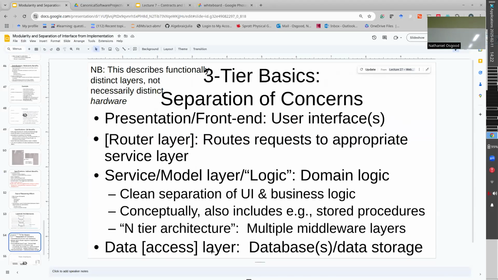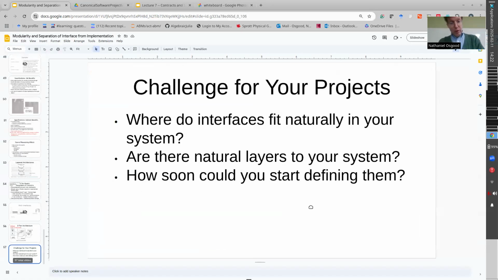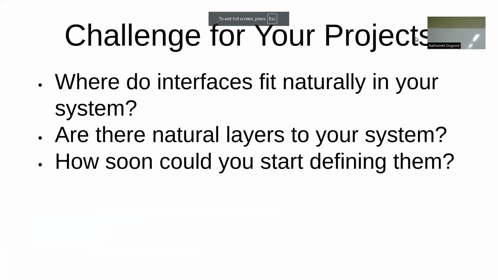I hope the motivations for abstractions, abstraction by specification, as well as abstraction by parameterization, are clear. What's expected of you? Well, I'd like you this very afternoon, for the tutorial, to think about where interfaces fit into your system. Are there natural layers to your system? How soon could you start defining them? I made the argument over here that by defining interfaces for B, C, and D, we can actually start on A sooner, because we know what it can count on, what to call.